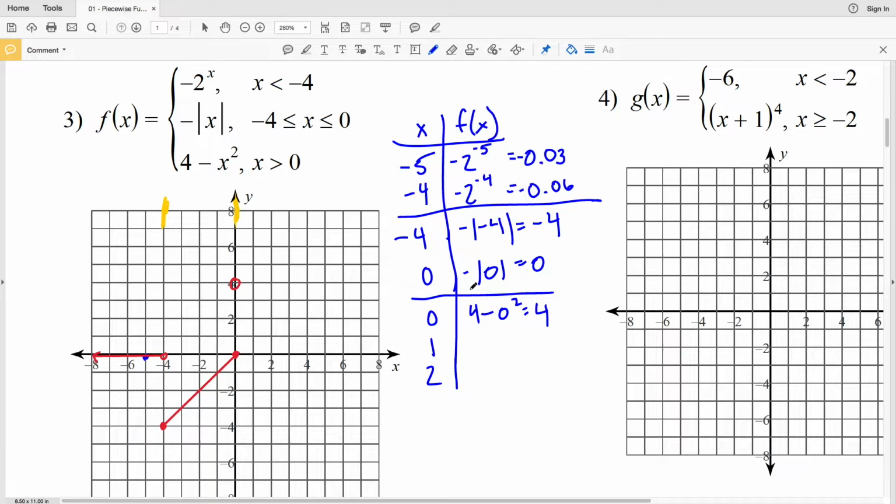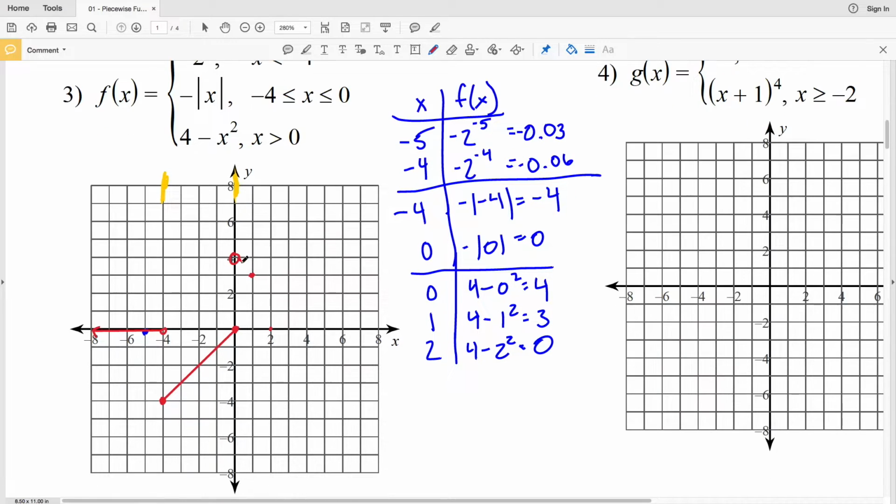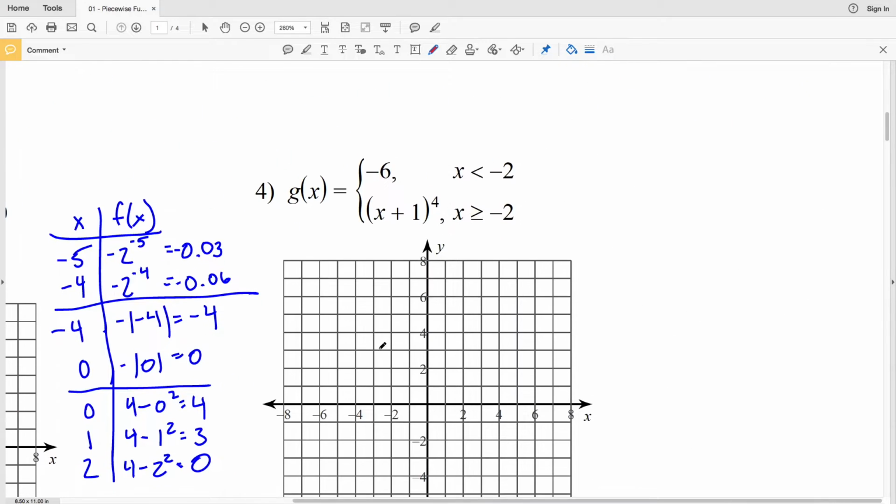Now we'll enter in x equal to 1. So we'll have 4 minus 1 squared, which is 4 minus 1, which will be equal to 3. So when we're at 1 in the x, we're at 3 in the y. And then next, 2. So I'll have 4 minus 2 squared, which will be 4 minus 4, which will equal 0. So when we're at 2 in the x, we're at 0 in the y. And now I'll draw my curve to fit those points. And that's my piecewise function graphed in number 3. Let's continue on to number 4.